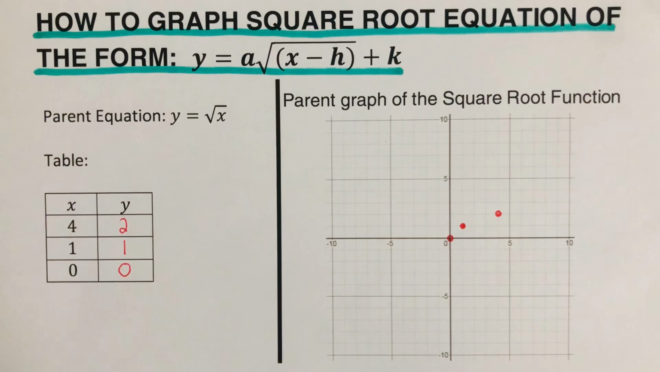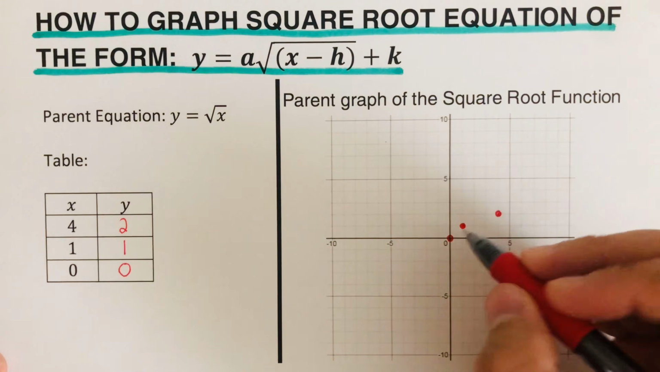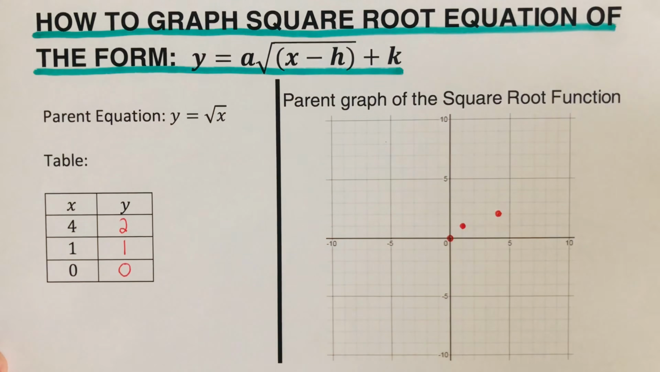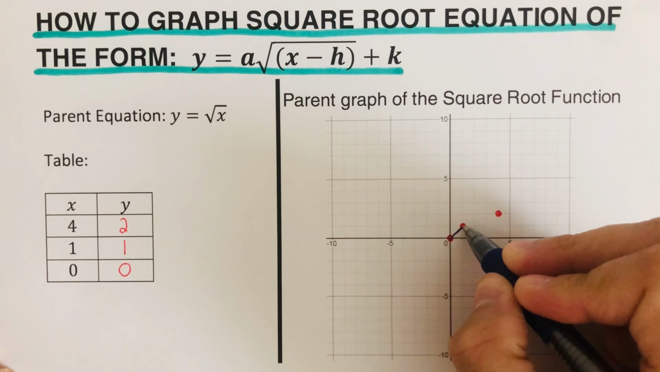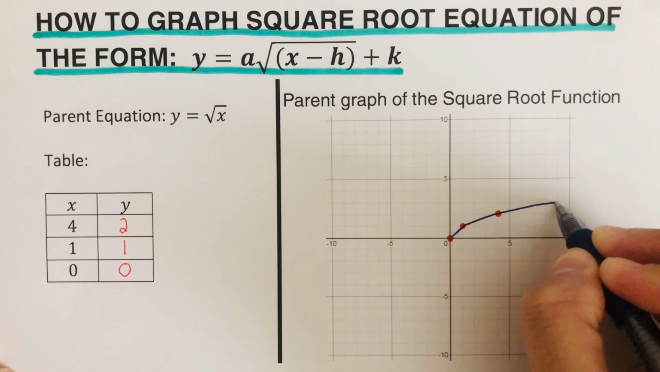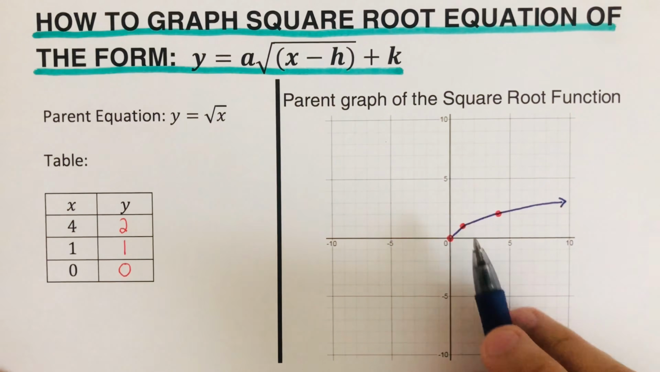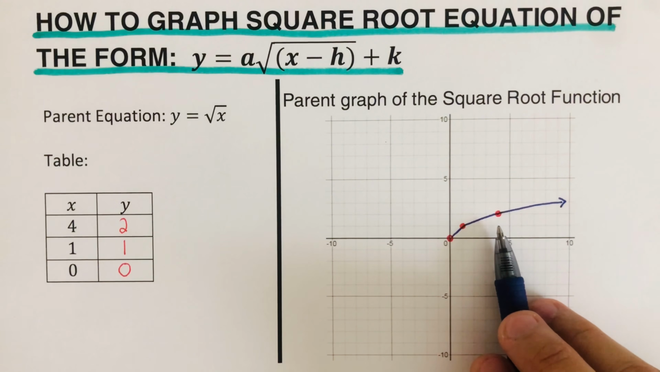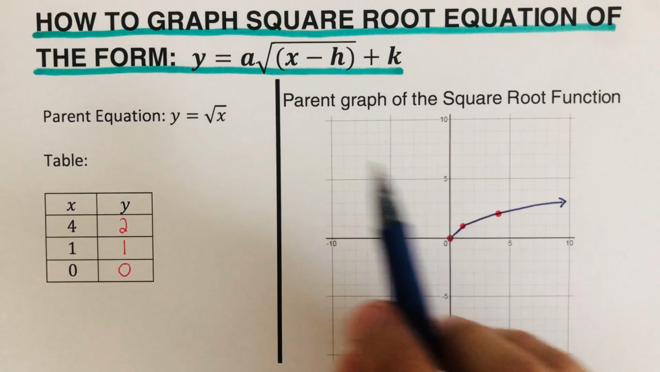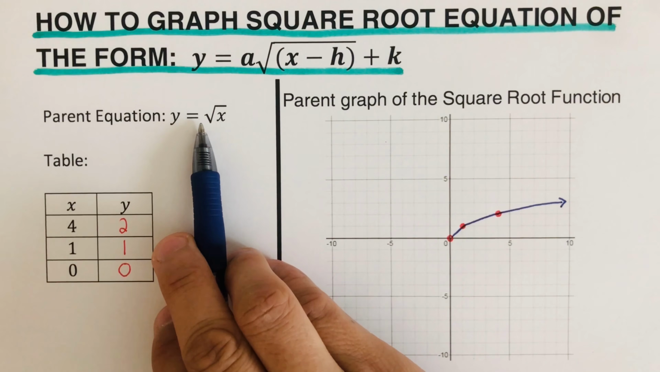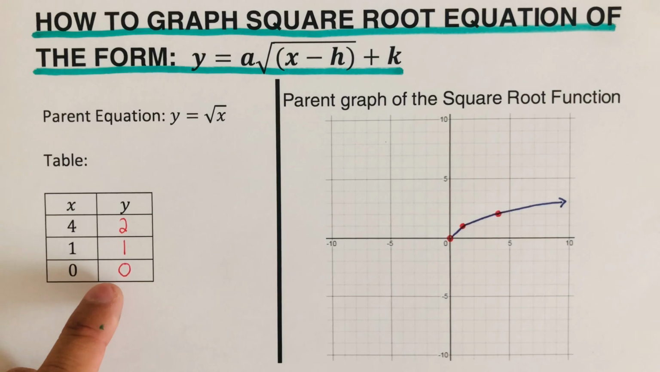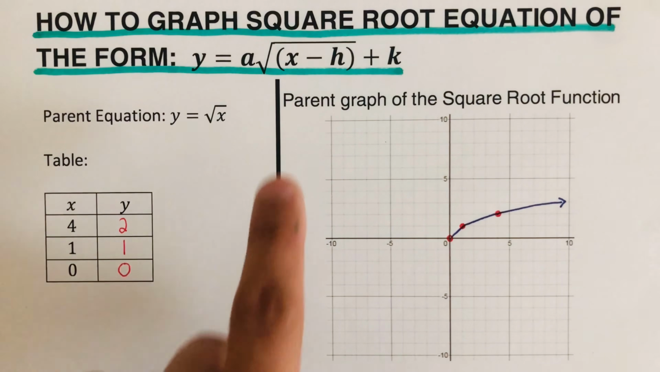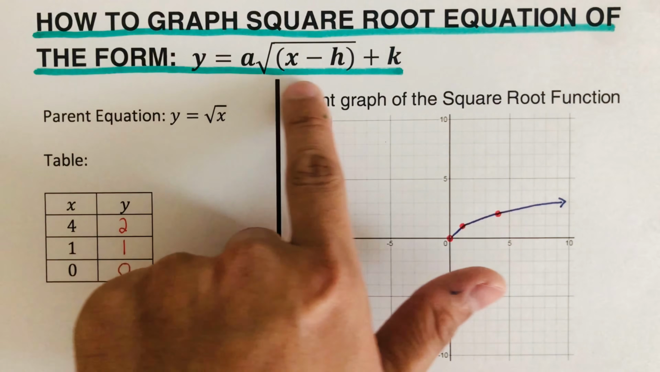So if we connect these points right here, we would be able to create the parent graph of a square root function. So this one right here is the parent graph of a square root function, and this is the parent equation of a square root function. We're going to use this table that we have here so that we can graph a square root equation of this form right here.